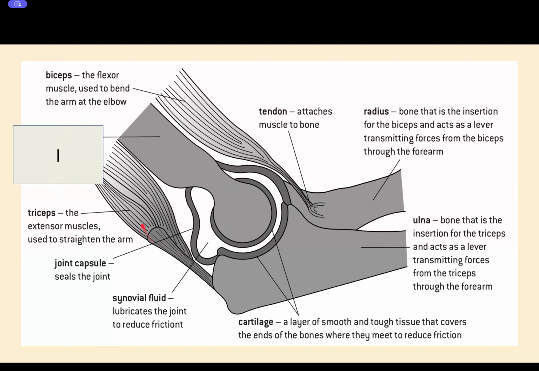H is the triceps, which is the extensor muscle. So there's the flexor and the extensor, which is used to straighten the arm. The flexor is what gets contracted when we bend our elbow, and the triceps are what get contracted when you straighten the elbow. I is the humerus bone. This provides a firm anchorage for both biceps and triceps.